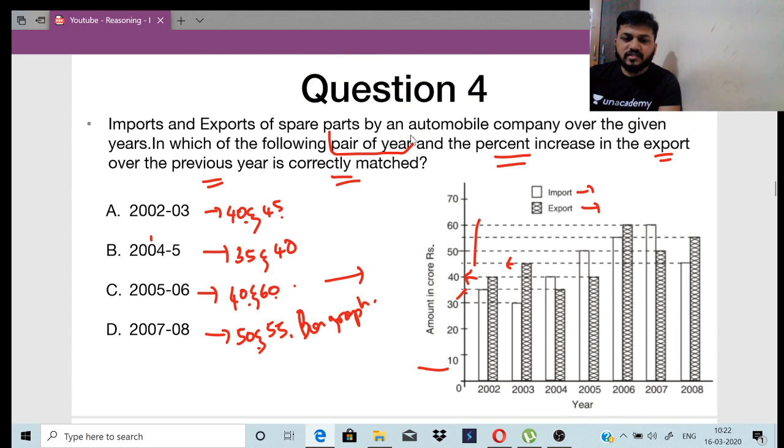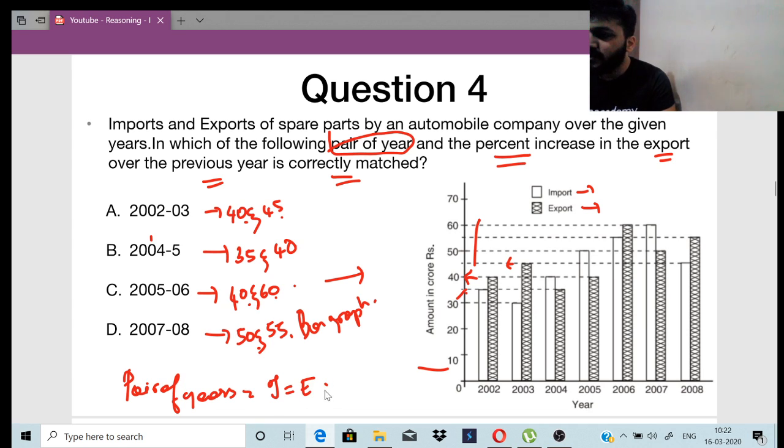Pair of years, right? Pair of years का मतलब क्या है? Import is equal to export. So the question here means in which of the following pair of years, that is in which of the years the import is equal to export, right? In which of the years the import is equal to export. So that is the question here.